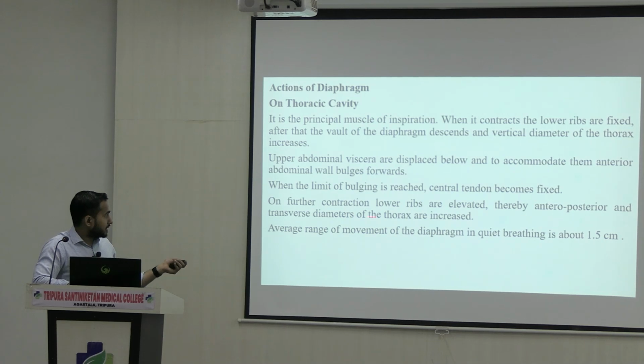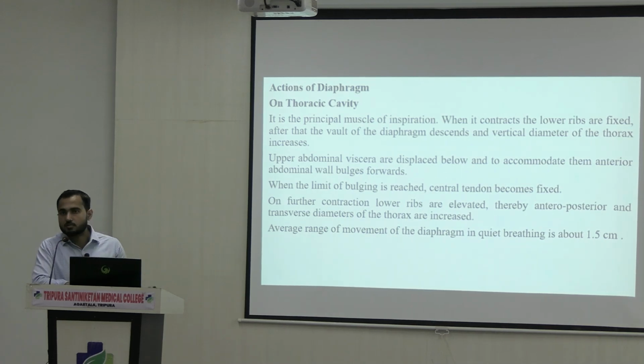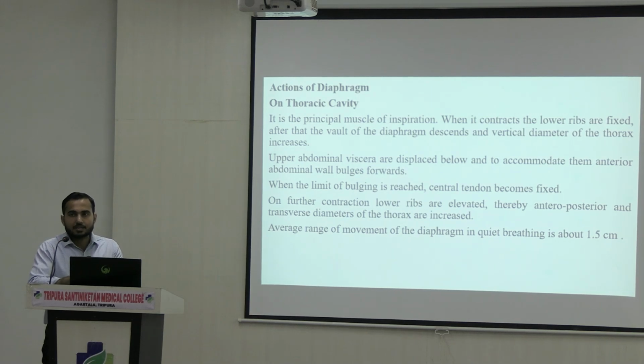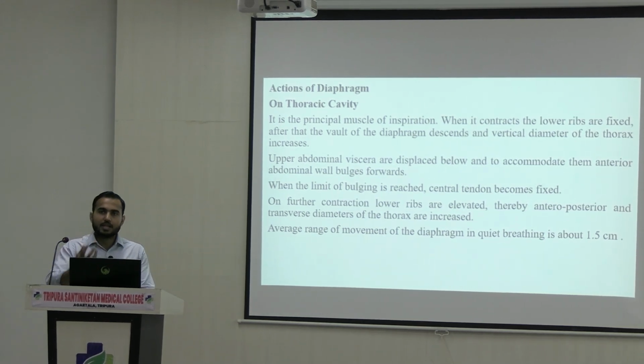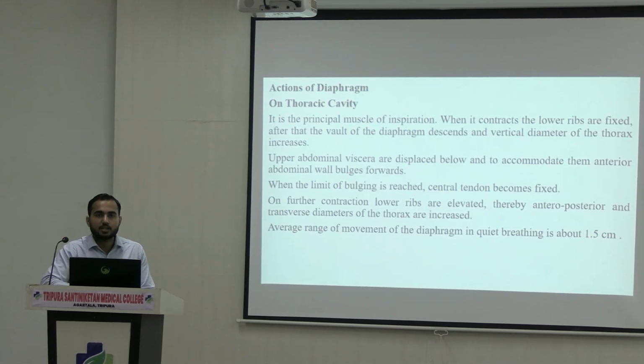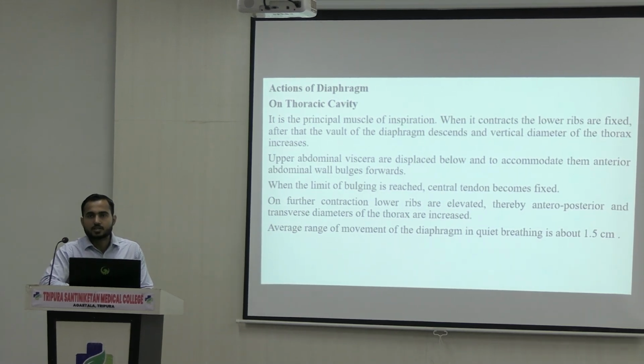Now, particularly in this movement, the intercostal muscles are also working. As a result, the anteroposterior diameter and vertical diameter increase. As a result, more space is created inside the thoracic cavity, so that the air can go in. So this is the action of the diaphragm in the thoracic cavity.